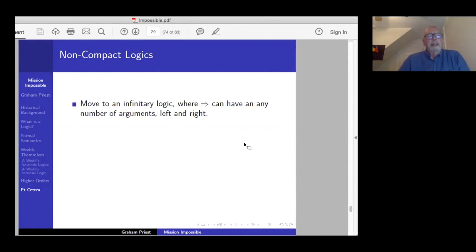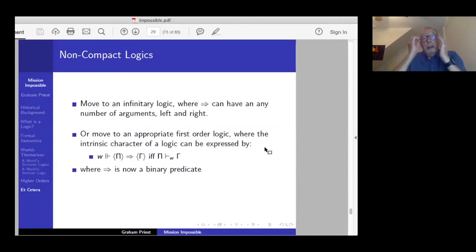That's technically unfamiliar, but you can do something which is technically much more familiar, in fact. I said you can think of that we're dealing with a propositional language, but let's now suppose you've got the first order language at your disposal. Okay, then things get reasonably straightforward. So let's move to an appropriate first order logic. You can now express the intrinsic character of logic by this very simple condition.